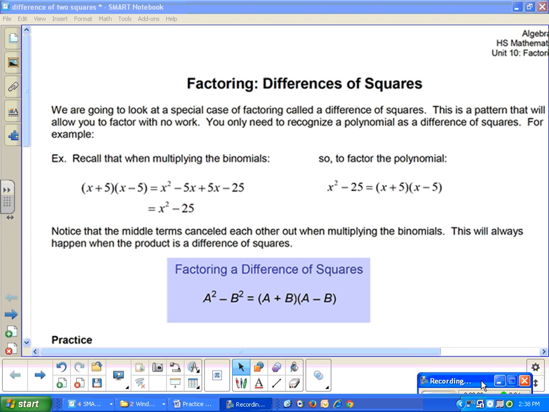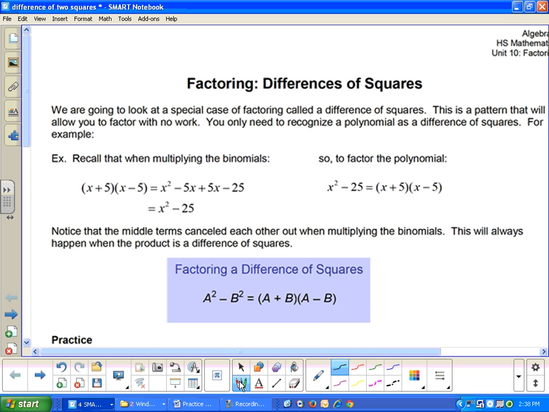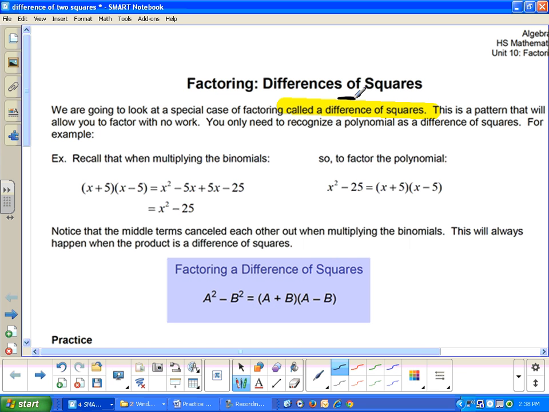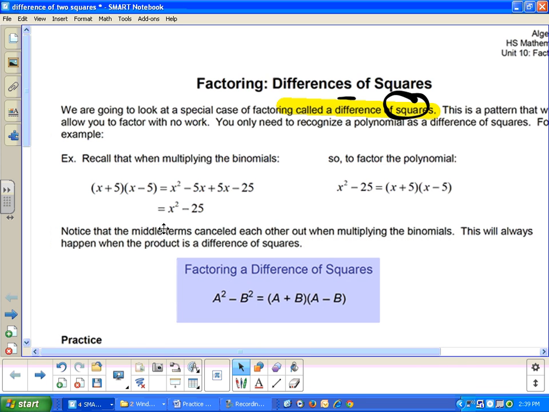Okay, this is a special kind of factoring that you can save a whole lot of time on if you recognize it. It's called difference of two squares, or difference of squares. Think about this: difference means subtraction, so it has to be a subtraction problem. And squares, in particular, means a perfect square. So before we get started, over on the side, I want you to think about some perfect squares.